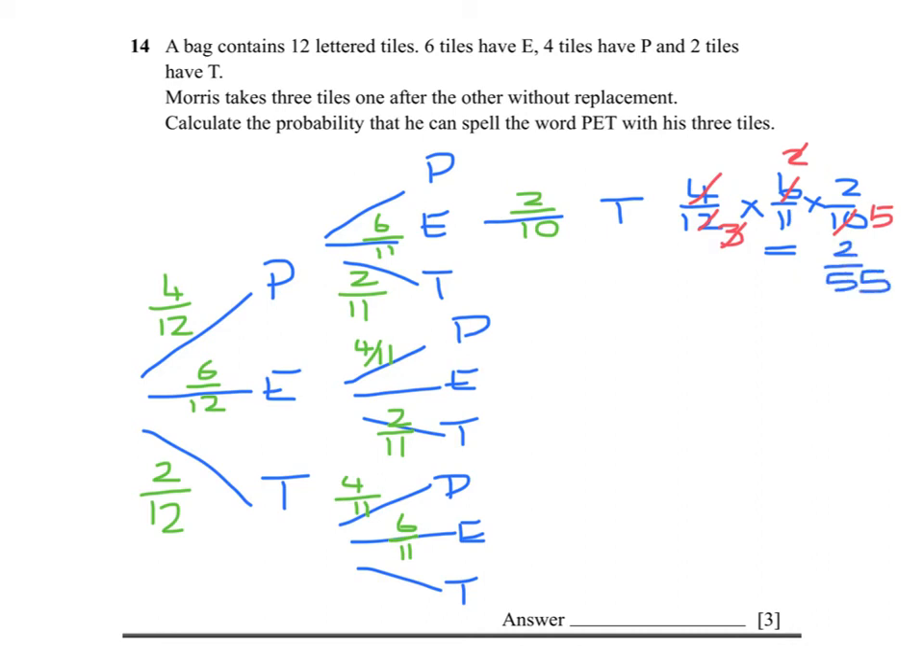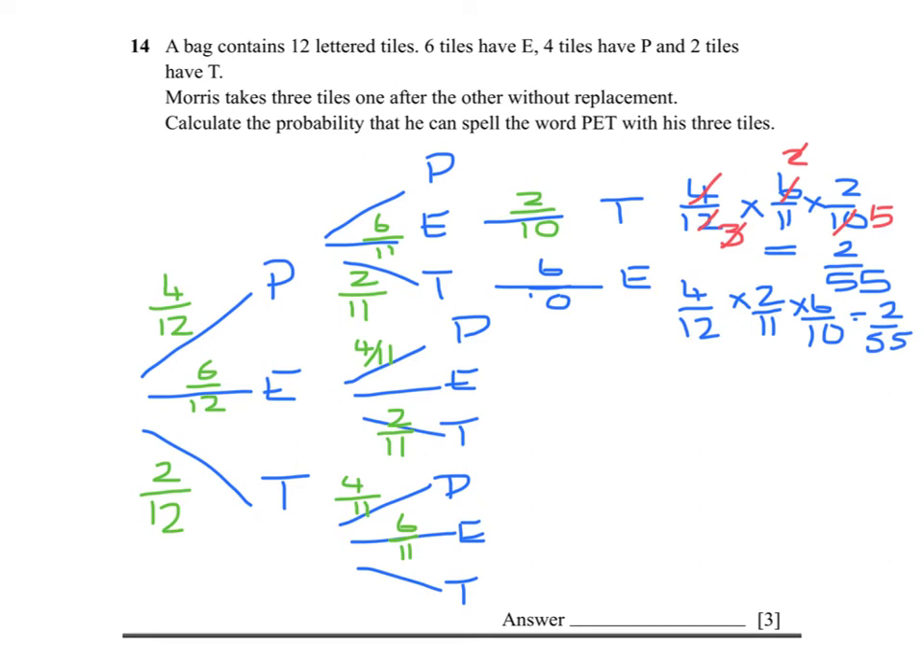If I go along my next branch, I have a P and a T. So I need an E. And I have 6 of those out of 10. So I'm going to have 4/12ths, 2/11ths, and 6/10ths. And what I notice here is that the 3 numerators are always going to be the same. The 3 denominators are always going to be the same. So I'm always going to get 2 out of 55.